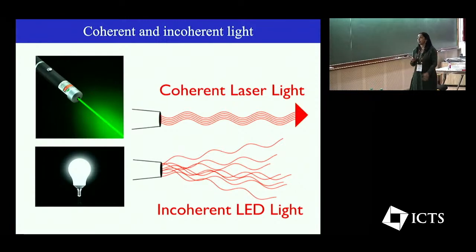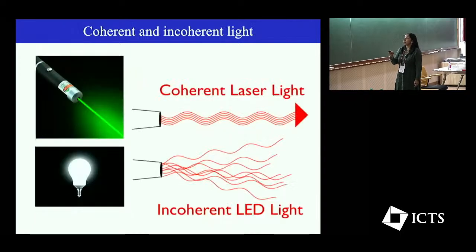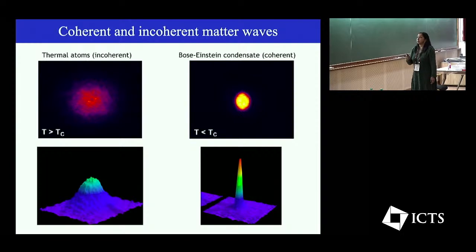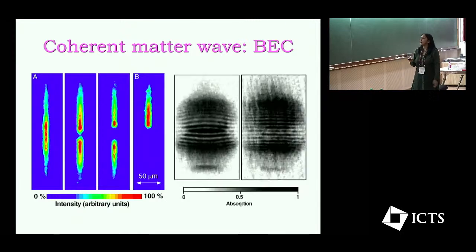So what is the specialty of Bose-Einstein condensate? How does it distinguish from ordinary thermal atoms? It's the same distinguishing feature as coherent laser light versus incoherent LED light. For example, with laser light, you can form an interference pattern, but not with incoherent LED light. So this is the thermal cloud of atoms. And here you can see the Bose-Einstein condensate. What happens if we split the Bose-Einstein condensate into two parts and then recombine is that we get an interference pattern, just the same way as you get from a laser light. This is the evidence that Bose-Einstein condensate is a phase coherent form of matter.